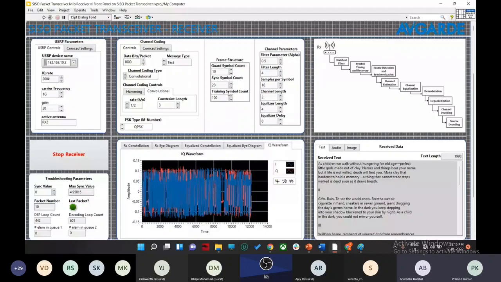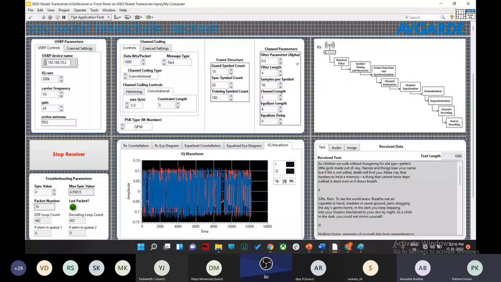As I told, we are doing channel estimation so that the bits that we have missed, or if ISI occurs in the received signal, it can be overcome using the channel estimation technique. For that, there are some basic parameters that should be given: channel length, equalizer length, and equalizer delay.